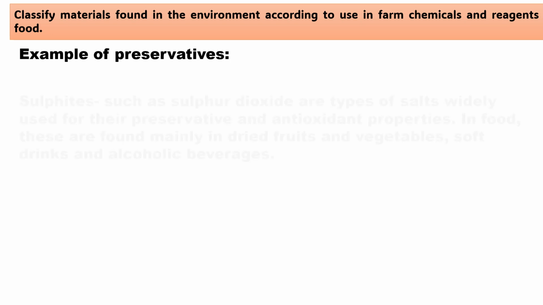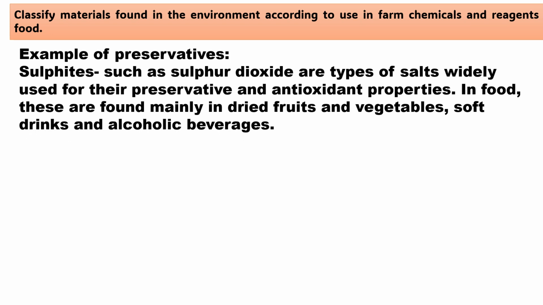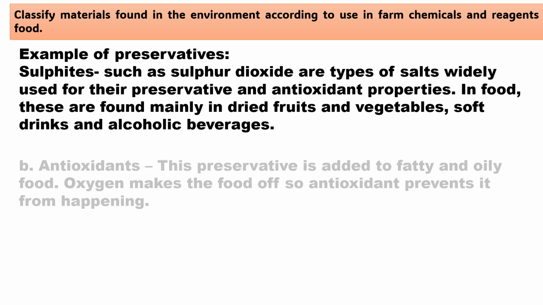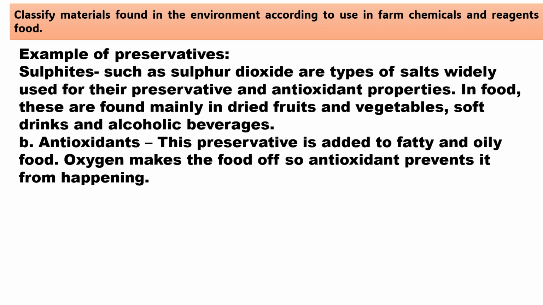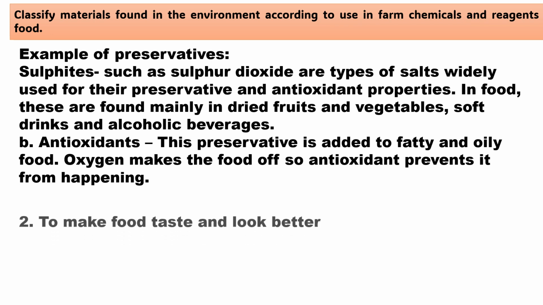An example of preservatives is sulfites, such as sulfur dioxide, which are types of salts widely used for their preservative and antioxidant properties. In food, these are found mainly in dried fruits and vegetables, soft drinks, and alcoholic beverages. Antioxidant preservatives are added to fatty and oily food. Oxygen makes the food go rancid, so antioxidants prevent it from happening.